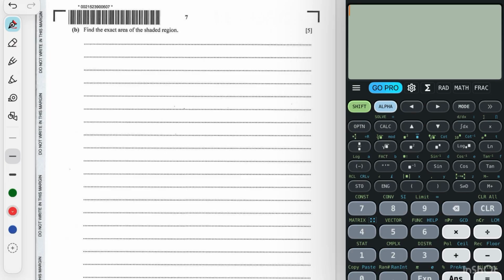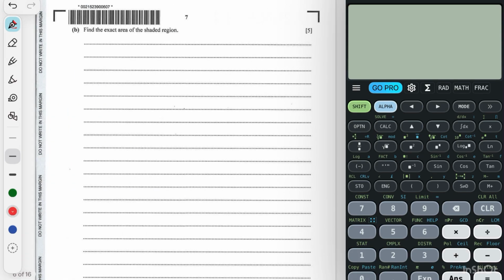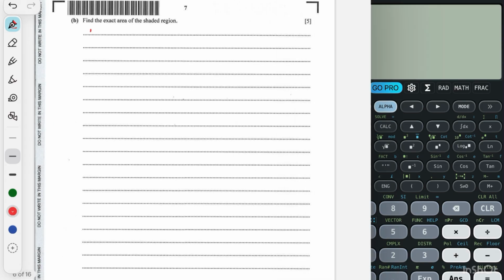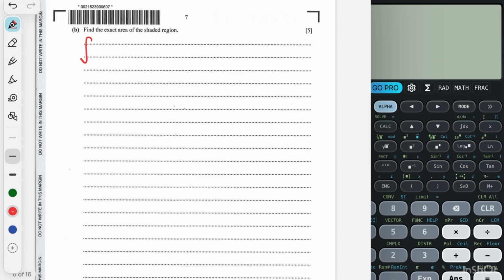Okay, so let's do question B. So you remember the question is 4x to the power of half minus x. So we're finding the area of the shaded region. So obviously to find area, we need to find the coordinate of b. So how do we find it? So we need to take 4x to the power of half minus x. At b, y is 0.